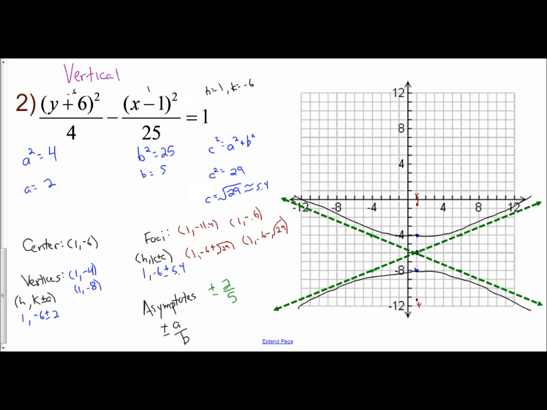So I hope you found this helpful when it comes to graphing. The key is identify a, h, k, b, c, and the concepts for the formulas to graph them.